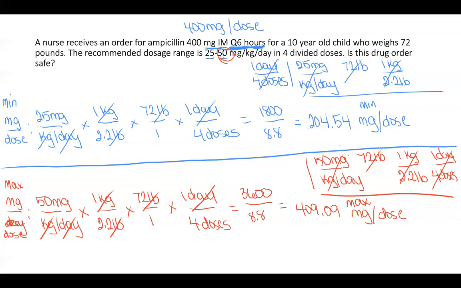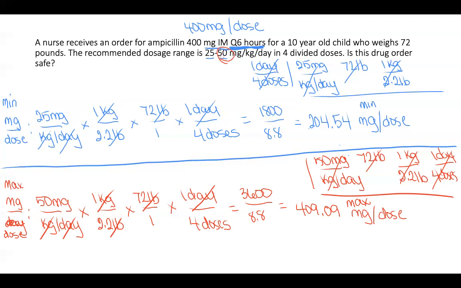Okay. All right. So we're not done. All we've done is solved the recommended dosage range for this child who weighs 72 pounds. So we've determined that the recommended minimum dosage for a child that weighs 72 pounds is 204.54 milligrams per dose. And the recommended maximum dose for a child who weighs 72 pounds is 409.09 milligrams per dose. But the question didn't ask us that. It asked us if that 400 milligrams per dose order that the doctor wrote was safe.